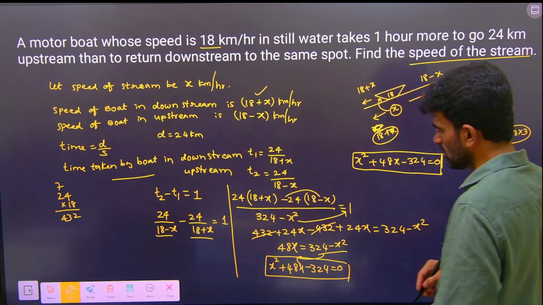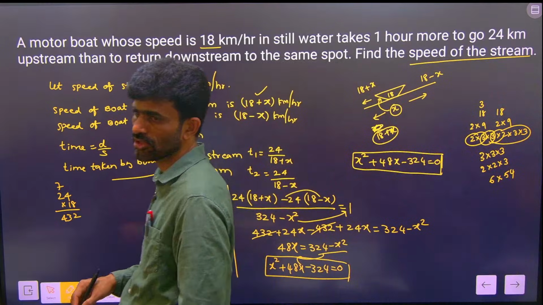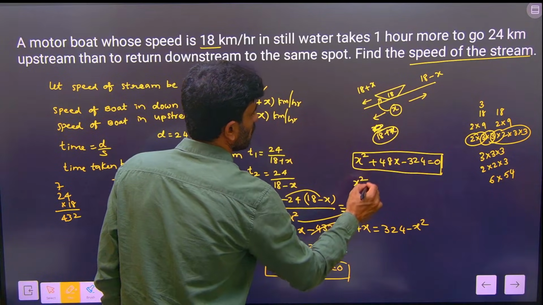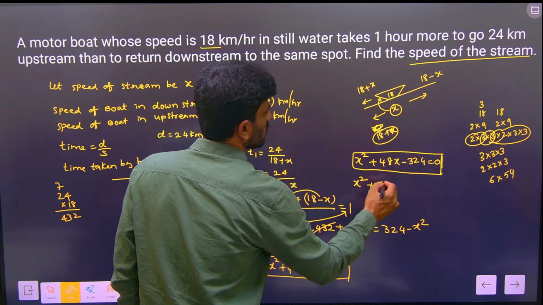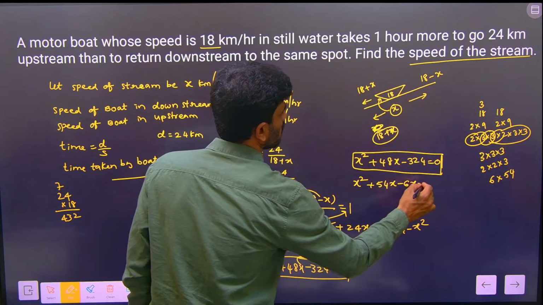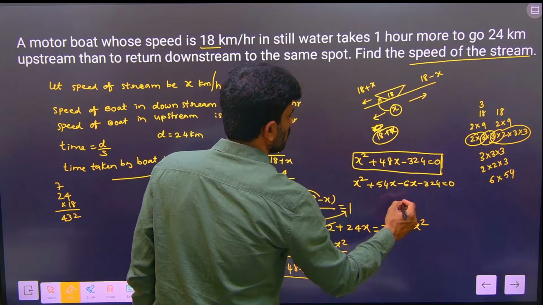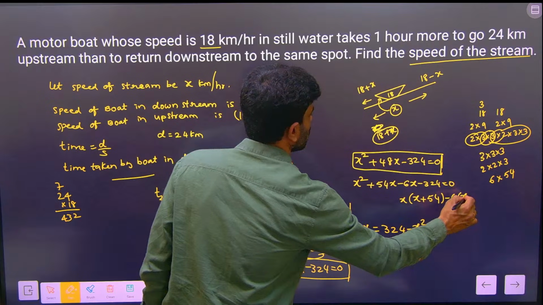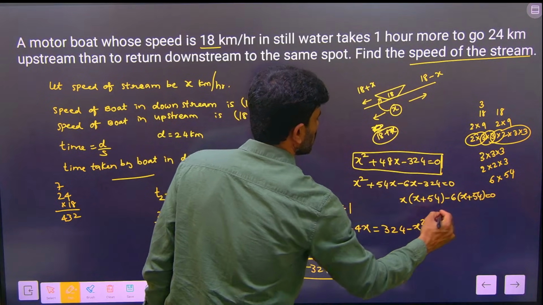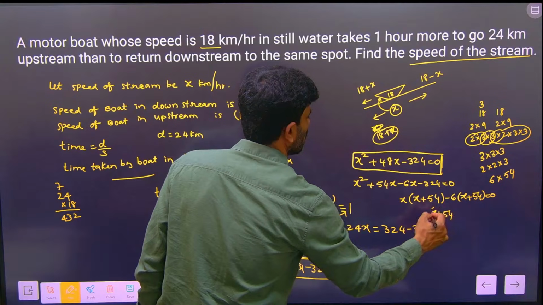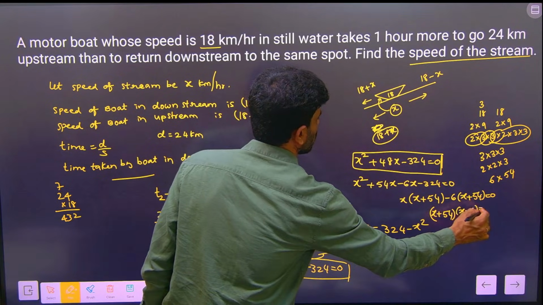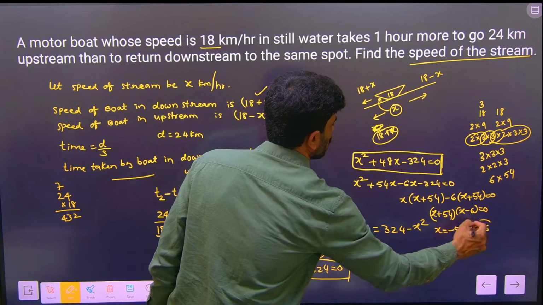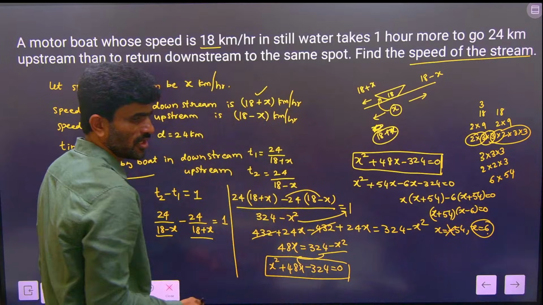If you are not able to find this, you can use the quadratic formula, minus b plus or minus root of b square minus 4ac by 2a. So it is x square plus 54x minus 6x minus 324 is equal to 0. So x common, x plus 54 minus 6 common again. So x plus 54 is common. X minus 6 is equal to 0. X is equal to minus 54, x is equal to 6. You can't take this because it can't be negative.